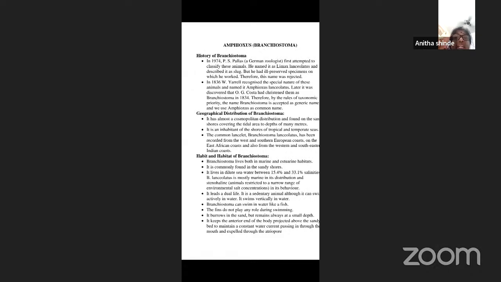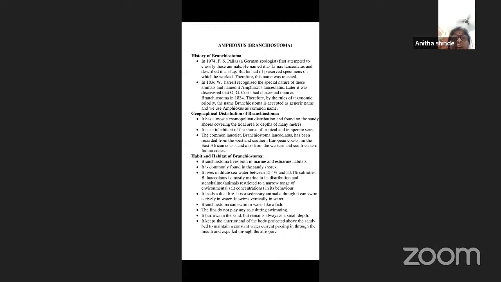Now we'll see where Branchiostoma lanceolatus is found. Branchiostoma lives in both marine as well as euryhaline habitats. It is commonly found on sandy shores, wherever you have sand. In that area you find this organism in greater number. It lives in dilute seawater having 15 to 33 salinity, and it is mostly marine in its distribution and stenohaline. Stenohaline means it is restricted to a narrow range of environmental salt concentrations.